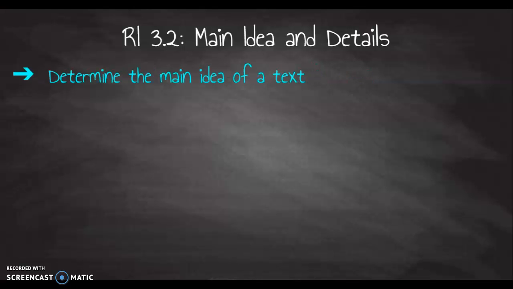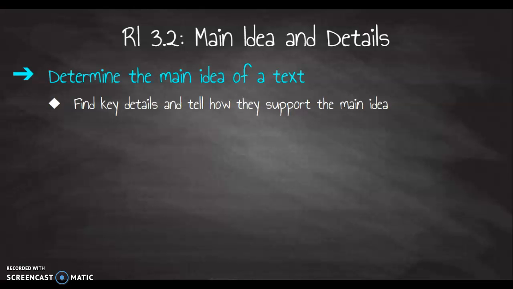The next one is RI 3.2, which is main idea and details. For this standard, students will need to determine the main idea of a text. In order to do this, they will find key details and tell how those details support the main idea.